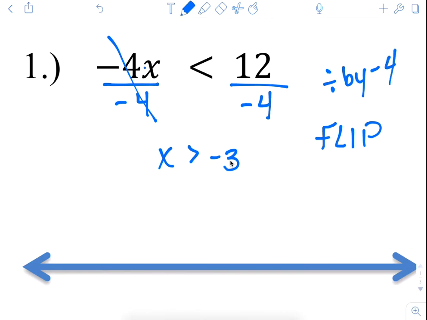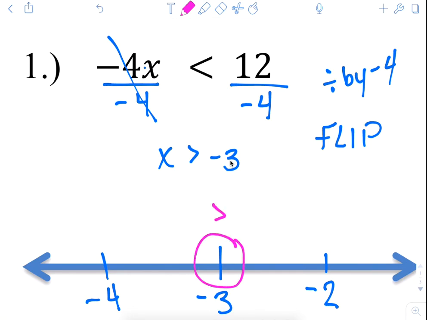Okay, so here's how we write our answers. Whatever your answer is, we're going to put that number in the middle of our number line. We're going to put a number on either side. So -3, that means it's smaller than 0, right? So -2 is closer, -4 is farther away. What kind of circle would I use for this one? Open or closed? It's going to be open, and that's because it's a greater than.